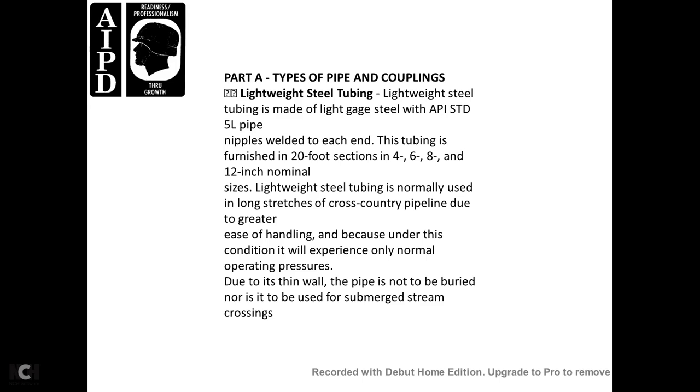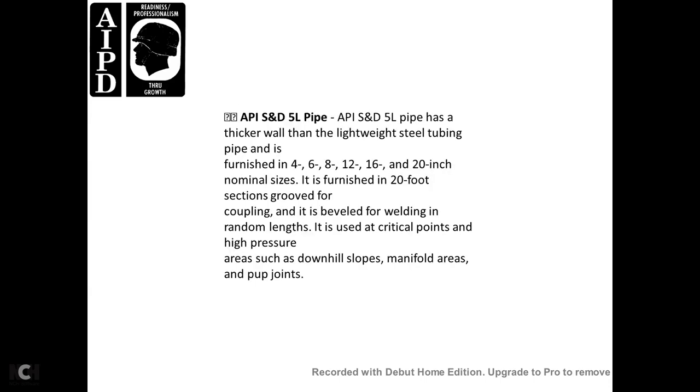Part A, types of piping and couplings. Lightweight steel tubing is made of light gauge steel with the API standard 5L pipe. The nipples are welded to each end of the tubing, which is furnished in 20-foot sections of 4, 6, 8, and 12-inch nominal size. Lightweight steel tubing is normally used for long stretches of cross-country pipeline due to its easy handling, because under this condition it would experience only normal operating pressure due to its thin wall. The pipe is not to be buried, nor is it to be crossed by submerged streams.